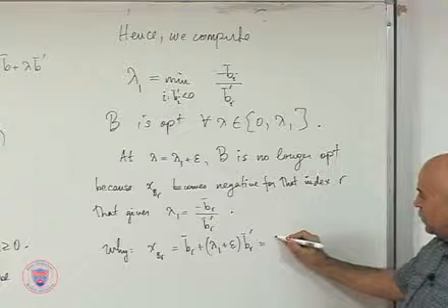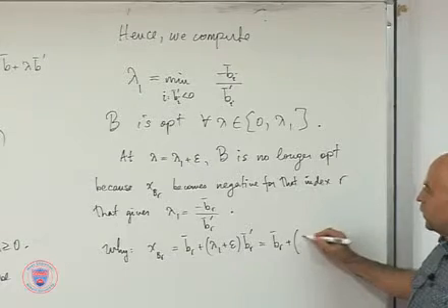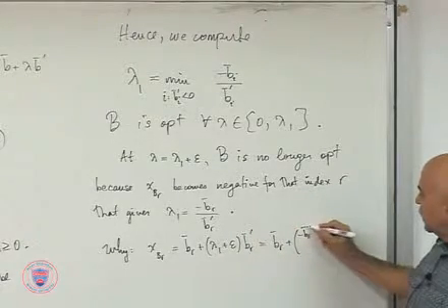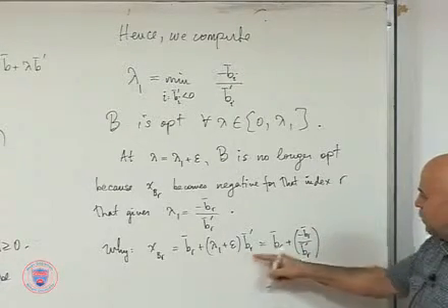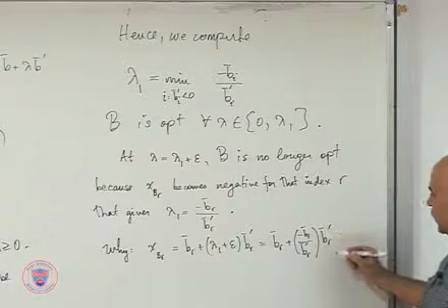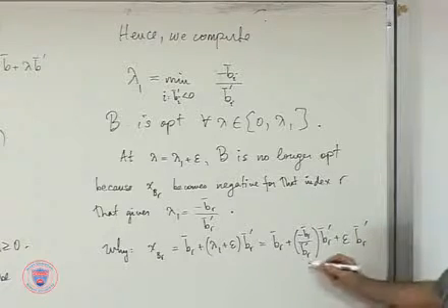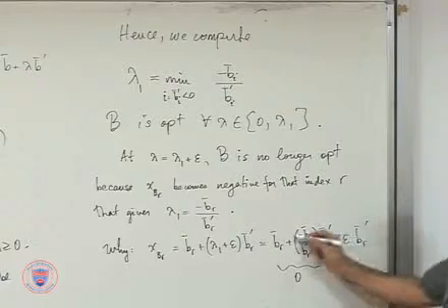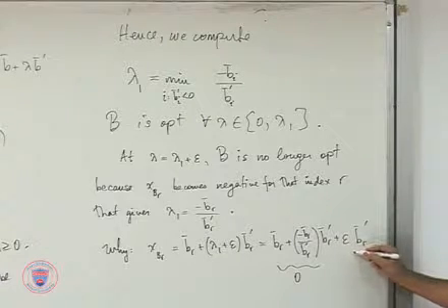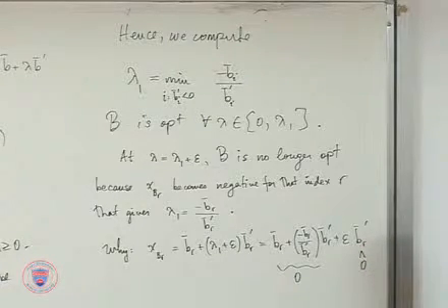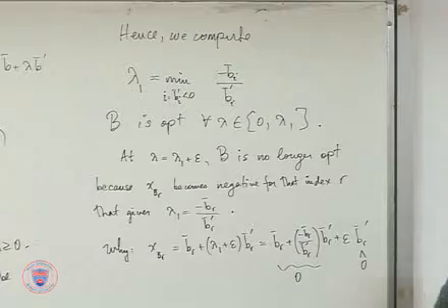And of course, this will give you Br bar plus lambda 1 times Br bar prime, where lambda 1 is minus Br bar over Br bar prime, plus epsilon times Br bar prime. Now this part is of course 0. Things cancel. And this part is negative because Br bar prime by assumption is negative. So epsilon times that will be negative. So that will be a negative component.